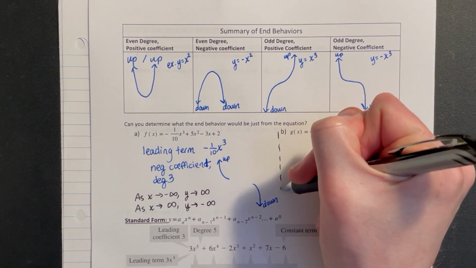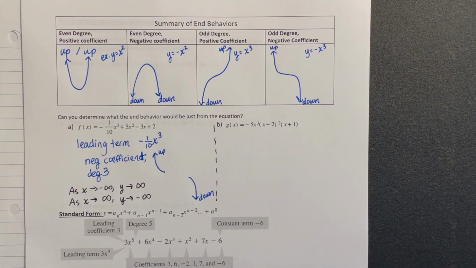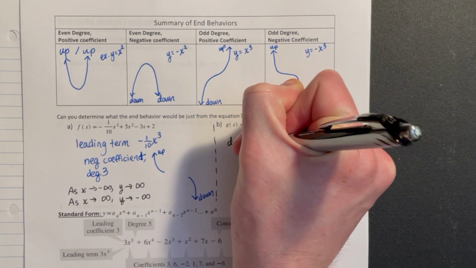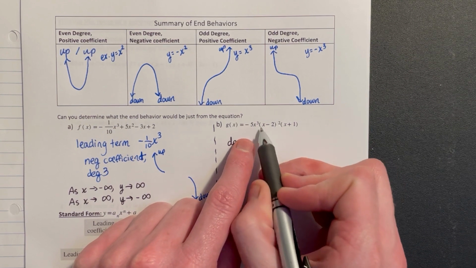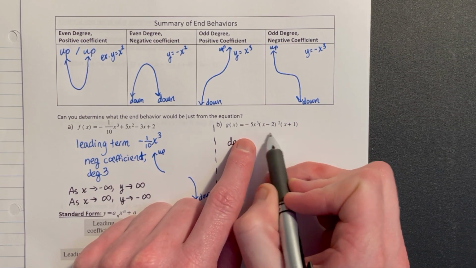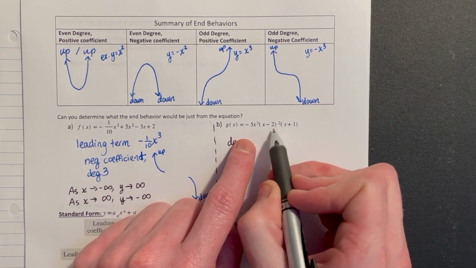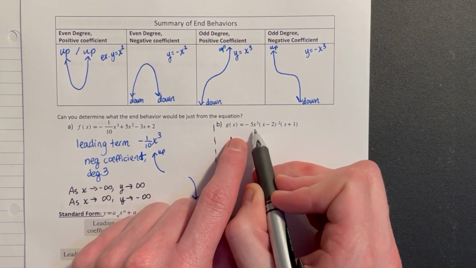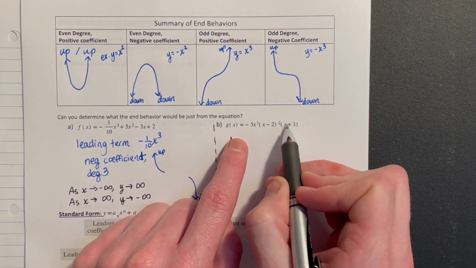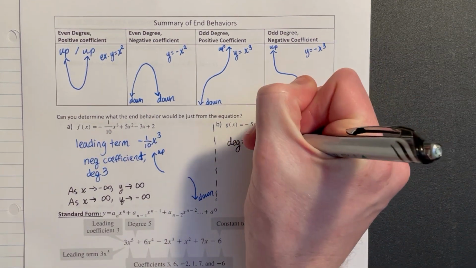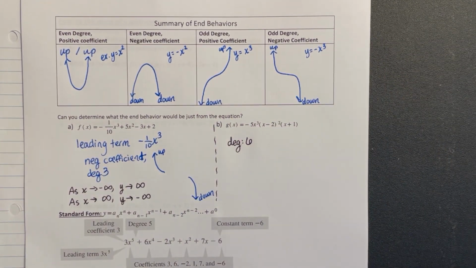Looking at b, our function is not in standard form. We have something in factored form. Even though it's in factored form, we can still figure out what the degree might be. One way to do that is to think about these powers. If we were to expand out this x minus 2 squared, we would end up with an x squared as its highest power. We already have this x to the third, and multiplying that by x squared makes that x to the fifth. Multiplying that by another x to the first power makes that x to the sixth. So this is going to be a degree 6 polynomial.